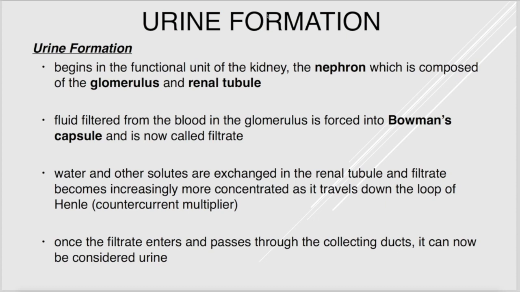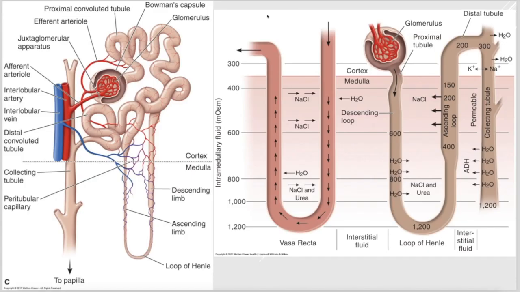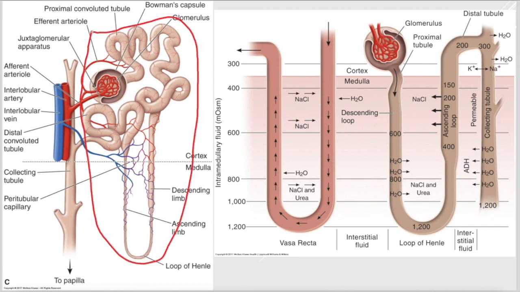So urine formation, the functional unit of the kidney is the nephron. And the nephron has two parts. It has a glomerulus and a renal tubule. I'm just going to go to this picture. So there are two parts. All of this is all nephron. And basically, the glomerulus and the renal tubule make up the nephron.